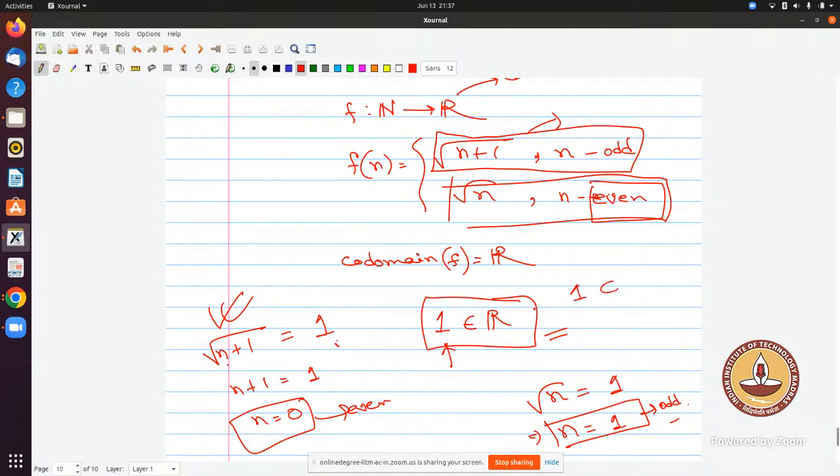So 1 is not inside the range, but it is inside the codomain. So range and codomain are not equal. So this is not onto. Is it clear to everyone? Yes, sir. Okay. Great.